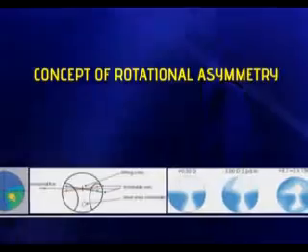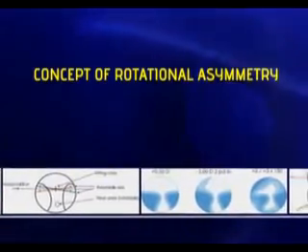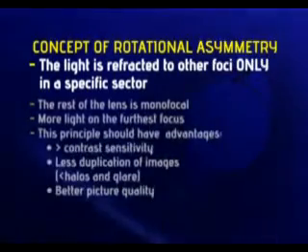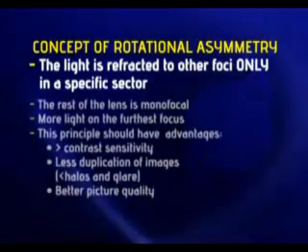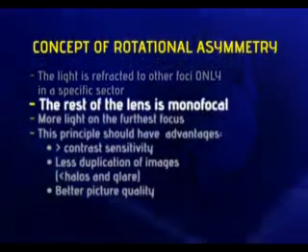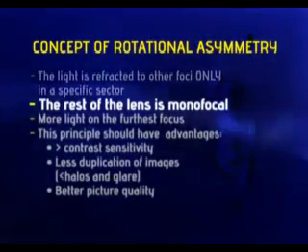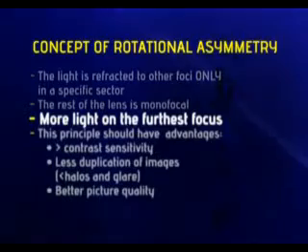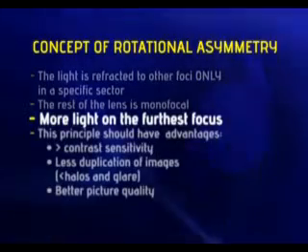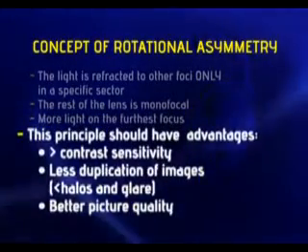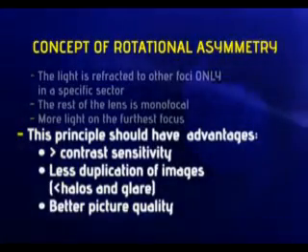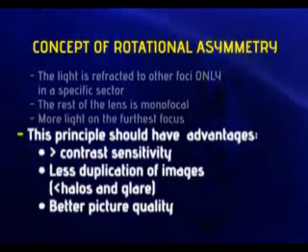We're going to explain the concept of rotational asymmetry. In rotational asymmetrical lenses, the light is refracted to the near focus only on a specific sector. The rest of the lens behaves like a monofocal lens. So the main advantage of these new principles is that more light should go to the furthest focus with the following consequences: increased contrast sensitivity function, less duplication of images inducing less halos and glare, better image quality.